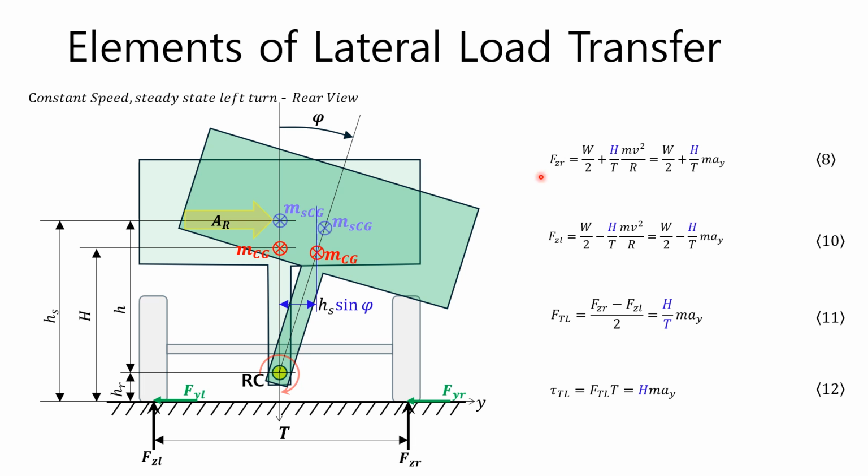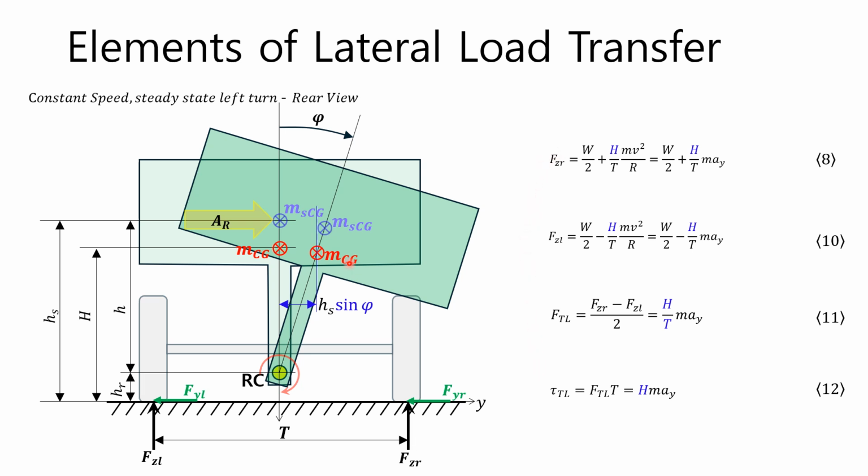As a result, the equations for the vertical load expressed in equations 8 and 10, the load transfer amount FTL expressed in equation 11, and the moment tau TL due to the load transfer amount expressed in equation 12 are no longer accurate. Therefore, these equations must be supplemented and used to improve accuracy in cases where the lateral force is large.